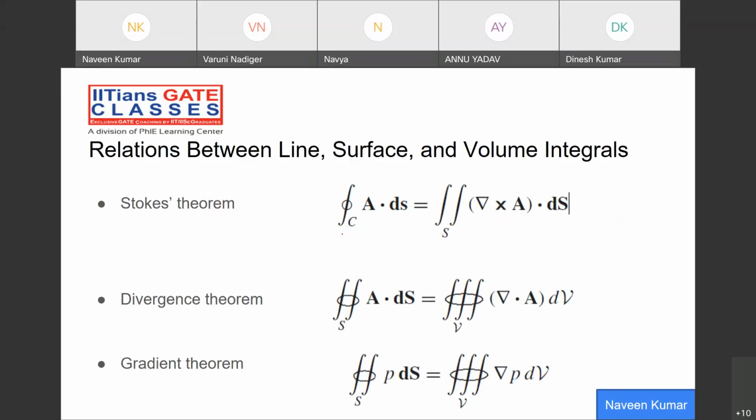Stokes theorem gives the relation between the line integral and the area integral, the surface integral. This is a vector quantity. This is also a vector quantity. So del cross A dot dS, you can convert it into a line integral. You can convert it into a surface integral. Divergence theorem: surface integral, you can convert it into a volume integral. Then the gradient theorem gives surface integral to volume integral.